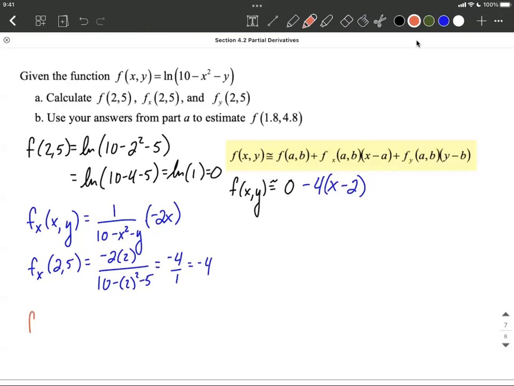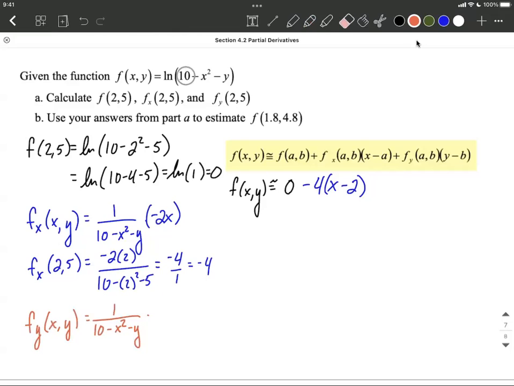And then finally, we want to figure out what's the partial derivative with respect to y and evaluate that at 2, 5 as well. So pretty similar as far as getting going on here. We're going to start out with the chain rule. Derivative of the natural log, the outer function, is 1 over 10 minus x squared minus y, times the derivative of the inner function this time.